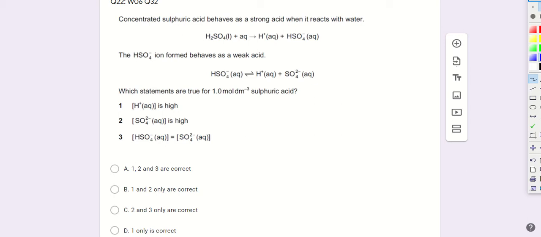Now, what's a diprotic acid? A diprotic acid means one acid molecule will dissociate and give you two hydrogen ions in total, right? So two hydrogen ions per molecule. So look at the molecule of sulfuric acid, H2SO4. Okay, so there are two hydrogens here, so you can dissociate and give you two hydrogen ions.